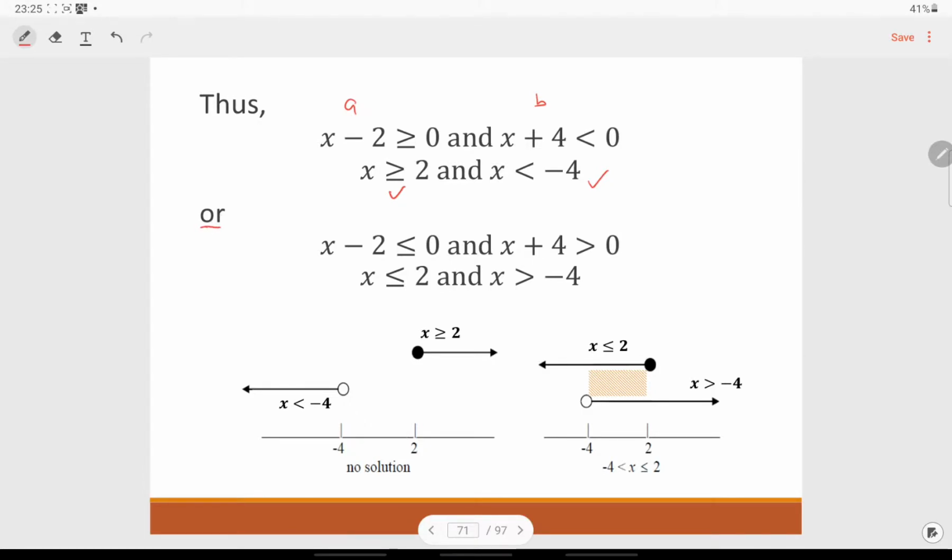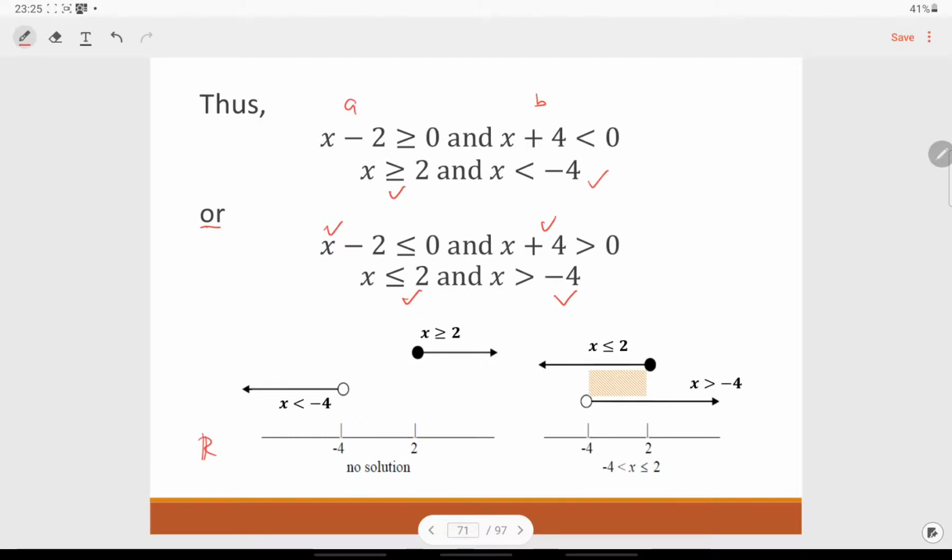We have to consider another case when A is less than or equal to 0 and B is greater than 0. So we solve for x. We have x less than or equal to 2 and x greater than negative 4. Again, we can draw the real number line.